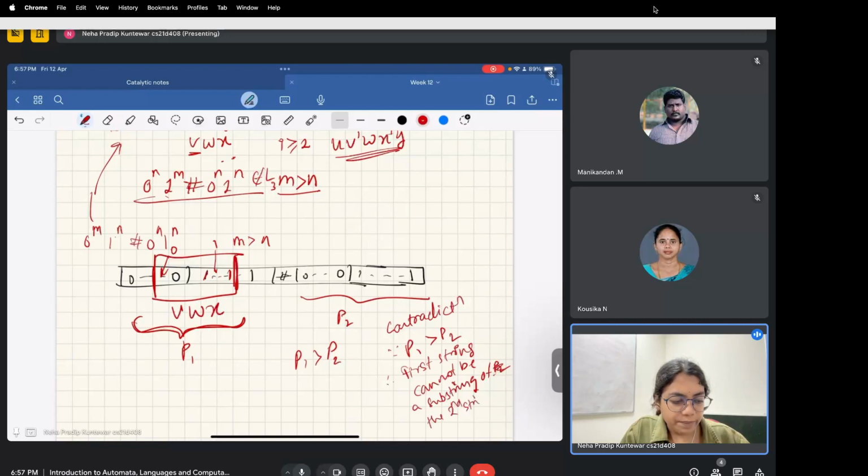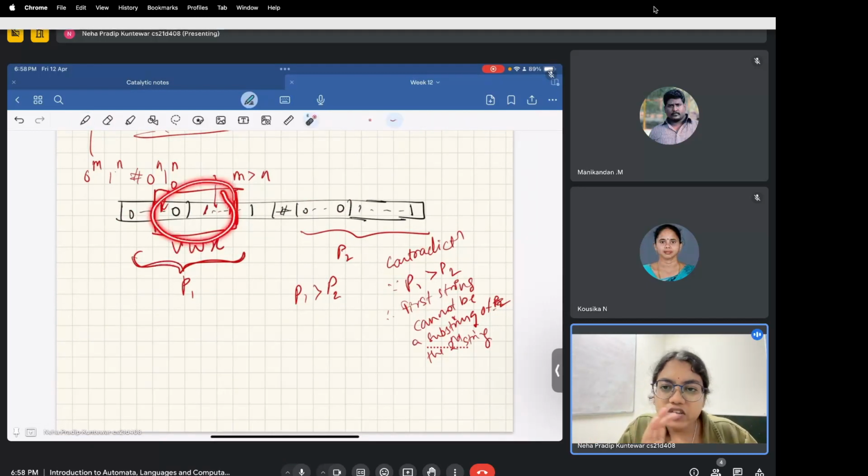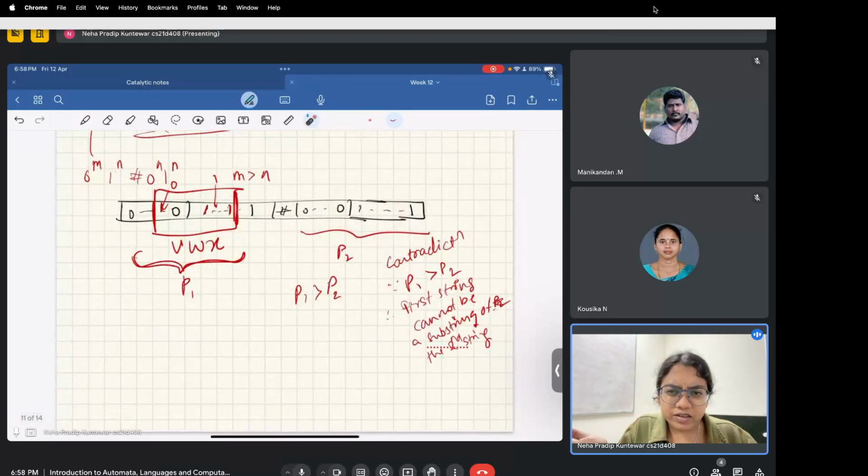So this cannot happen. But what about the other case? So the other case would be that maybe vwx does not lie on the left part, maybe it lies on the right part. In this case, if you end up blowing up this chunk, there is still no contradiction.